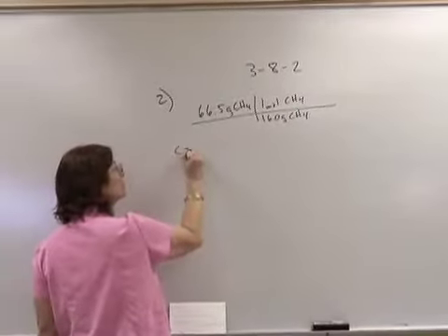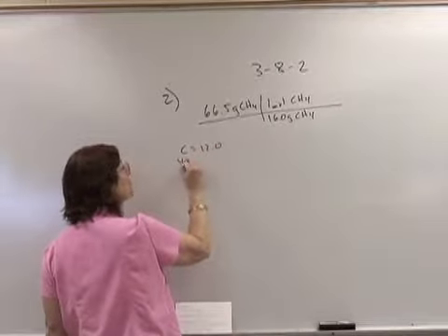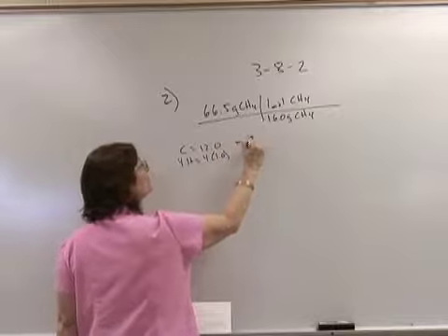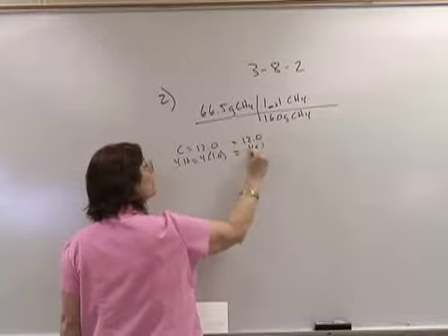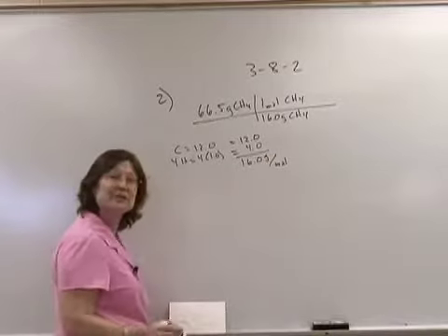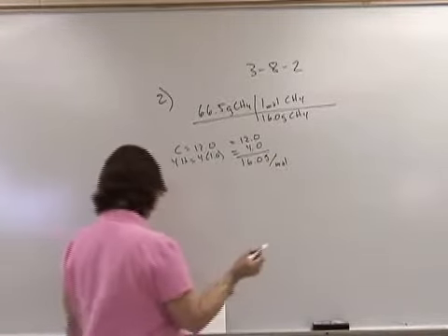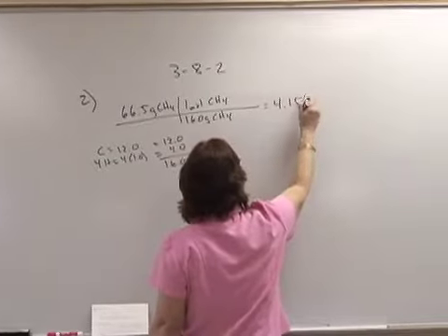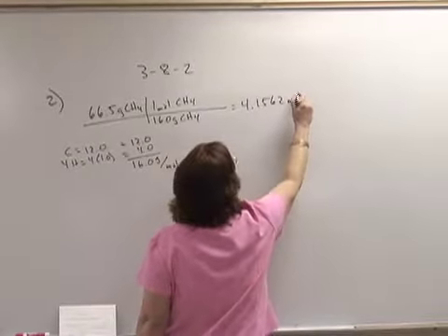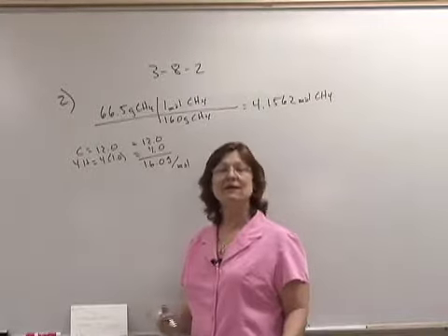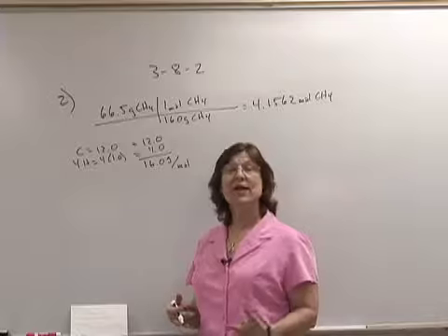Carbon is equal to 12, and there are 4 hydrogens, which is 4 times 1.0, and therefore I have 12 and 4, and I get a total AMU of 16.0. And when I do the math here, I get 4.1562 moles of methane.